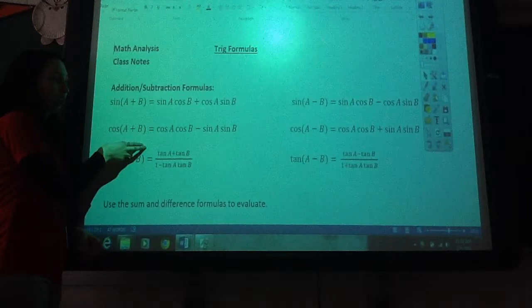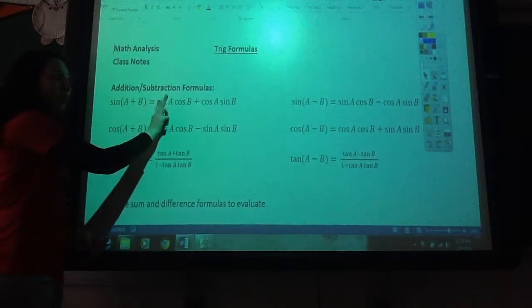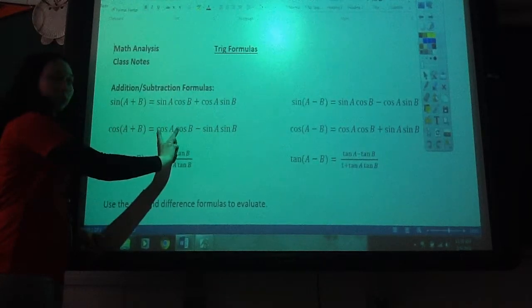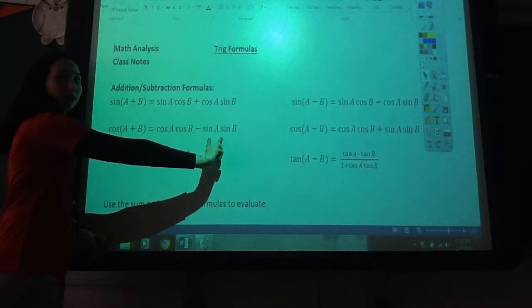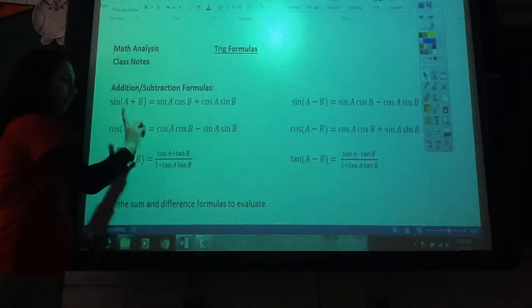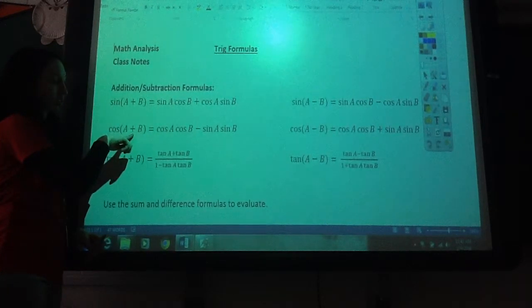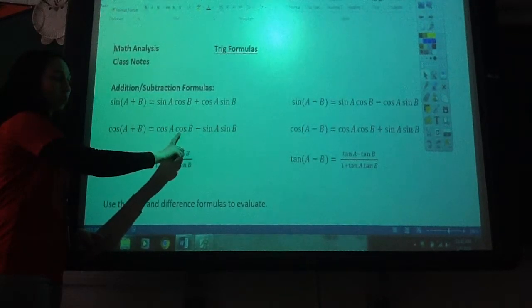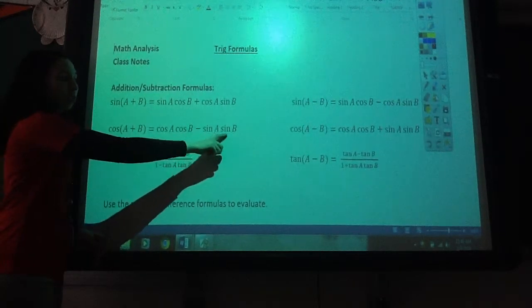With sine you end up with a sine and a cosine together both times. For cosine, the cosines stay together and the sines stay together. And addition here results in subtraction out here. So cosine of the first times cosine of the second minus sine of the first times sine of the second.